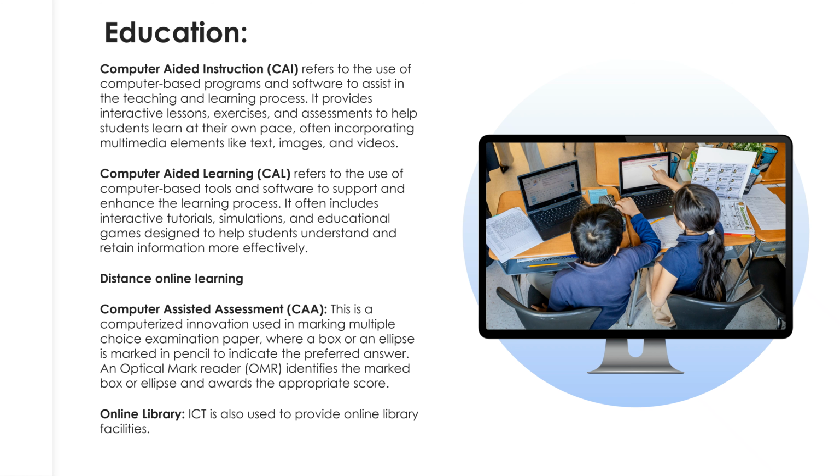And next we have computer assisted assessment, or CAA, where an optical mark reader scans a marked box or an ellipse on a multiple choice paper and scores it automatically. I think it is mostly used in the primary school sector for marking the multiple choice exams. We have online libraries where you can buy digital books. You can even order physical books. Yes, we have distance online learning, which most colleges and universities do.